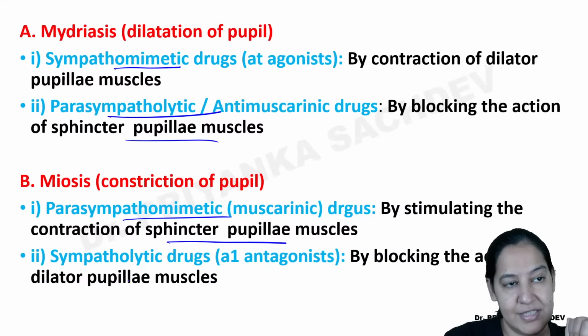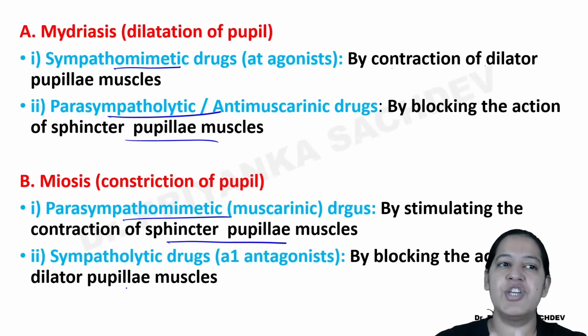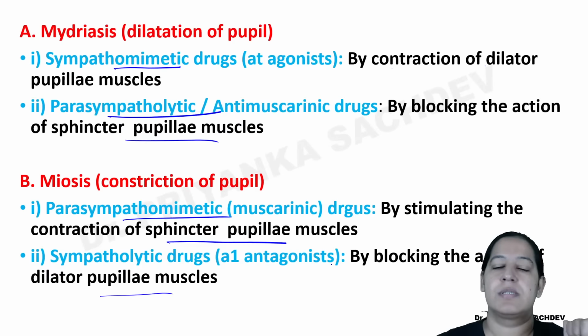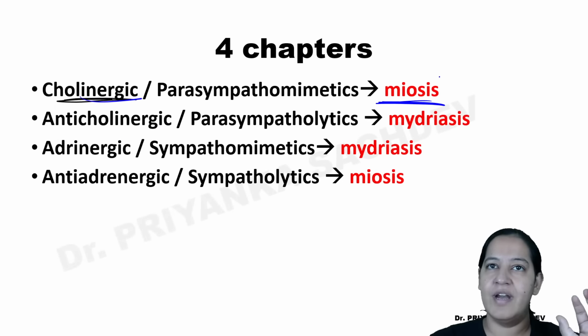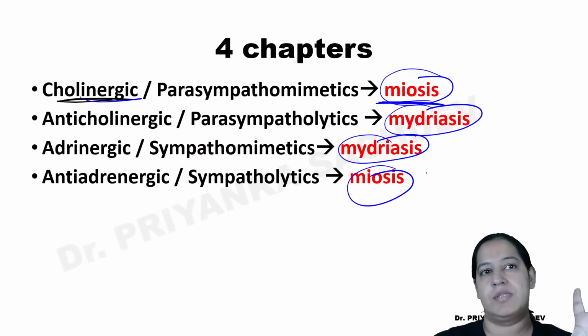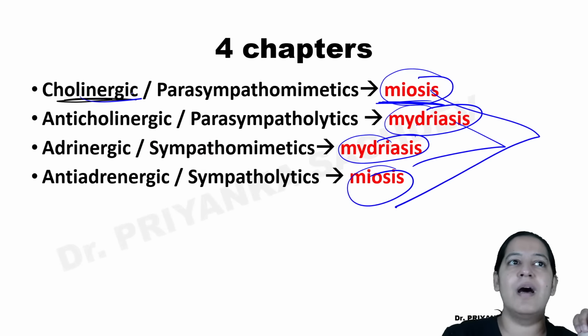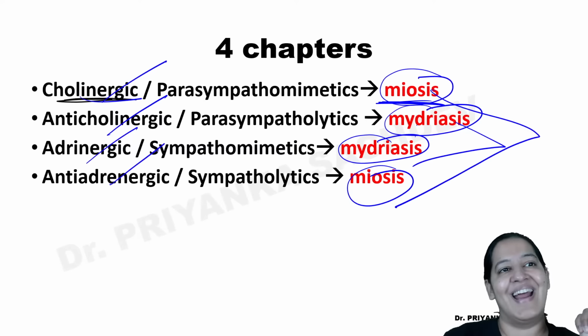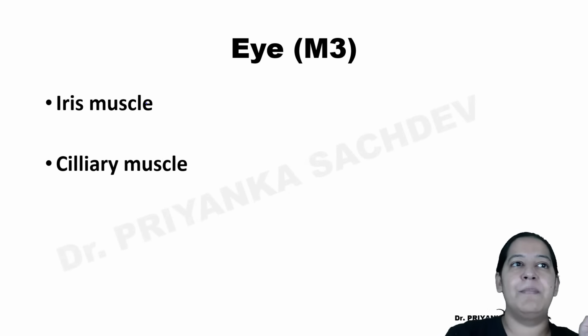And in sympatholytic drugs or anti-adrenergic drugs, there is relaxation of the dilator pupillae. That's why there is miosis. So miosis and mydriasis are like this. You can say cholinergic drugs cause miosis, anticholinergic drugs cause mydriasis, adrenergic drugs cause mydriasis, and anti-adrenergic drugs cause miosis. So you have to learn these two cause miosis, these two cause mydriasis. There are four chapters now: cholinergic, anticholinergic, adrenergic, anti-adrenergic.